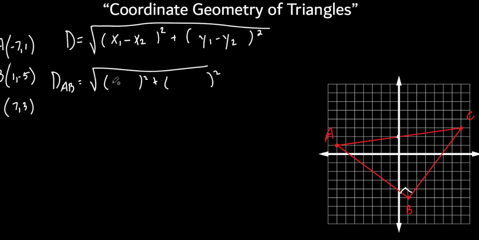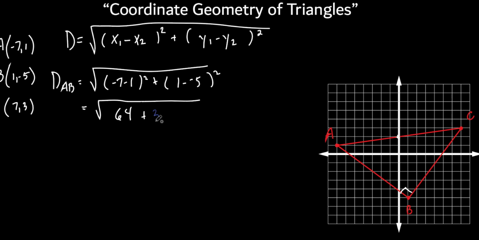So it's negative 7 minus 1. Okay, those are your x's right here. Then you take your y's, y minus negative 5. And let's see what we get. Keep the square root. Don't forget about that. Negative 7 minus 1 is negative 8. Negative 8 squared is 64. Minus negative 5, that's plus. That's 1 plus 5 is 6.